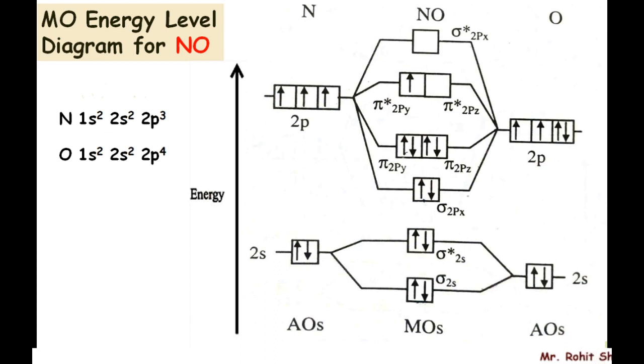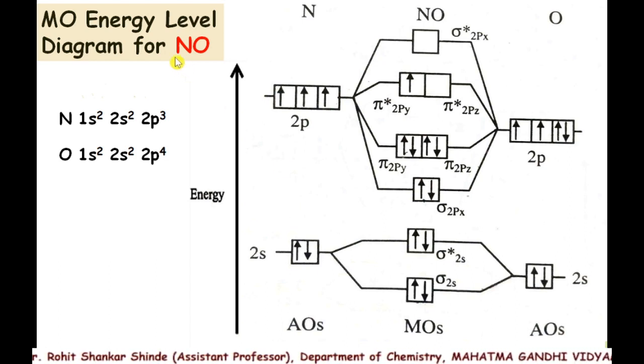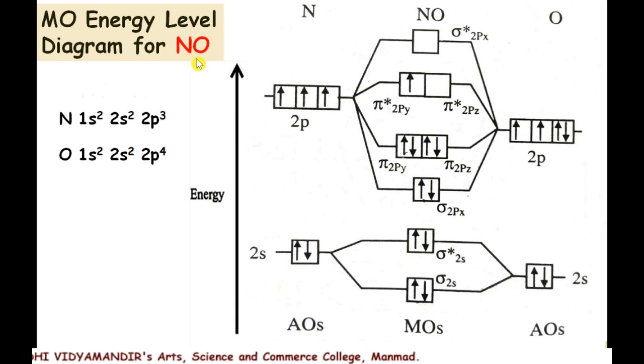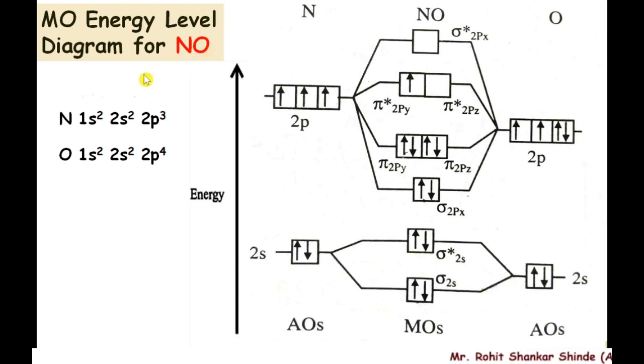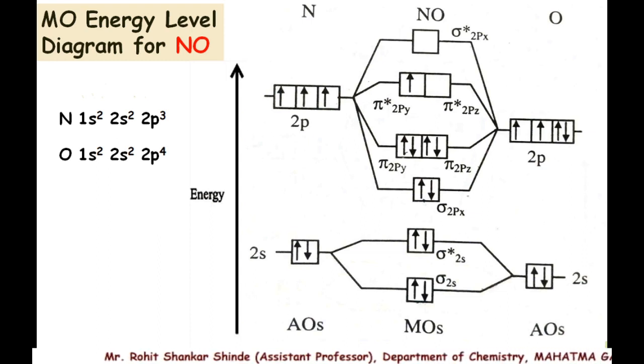Now let us see formation of nitric oxide. This is the molecular orbital energy level diagram for nitric oxide, that is NO molecule. NO molecule is a heteronuclear diatomic molecule, since it is formed due to the combination of atoms of two different elements, one is nitrogen and another one is oxygen. This molecule is formed by combination of one nitrogen atom and one oxygen atom. Here, oxygen atom is more electronegative than the nitrogen atom.